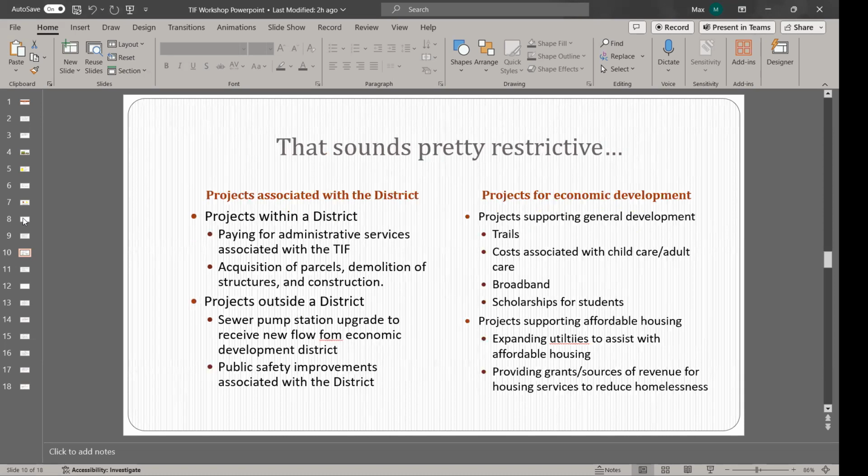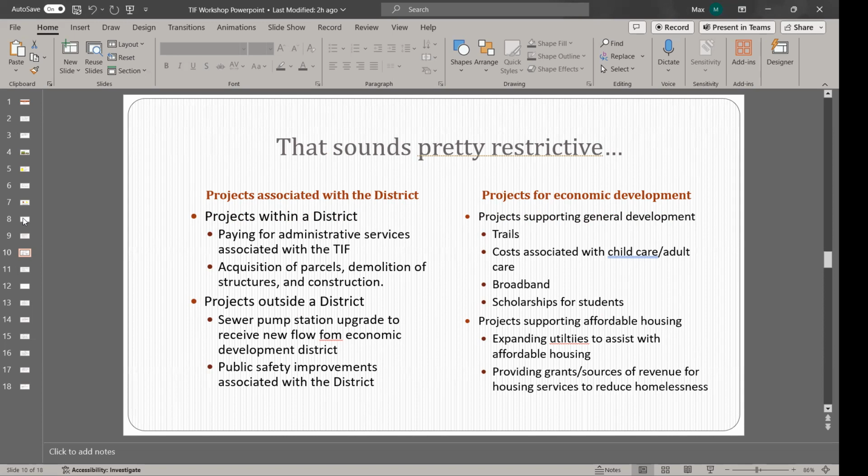Now, you're probably thinking, well, we have to get the state's approval for this. We have to have the town residents approve all this stuff. It sounds like this is a lot of work, and maybe we don't have that many projects to come. Well, it's actually a pretty extensive list.